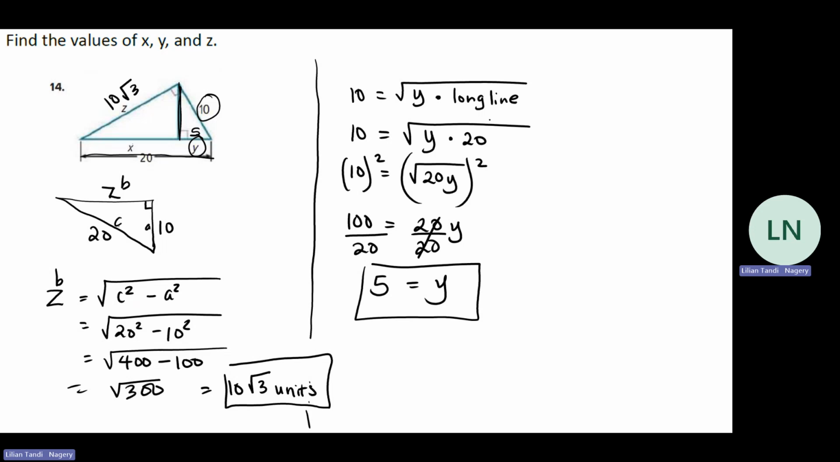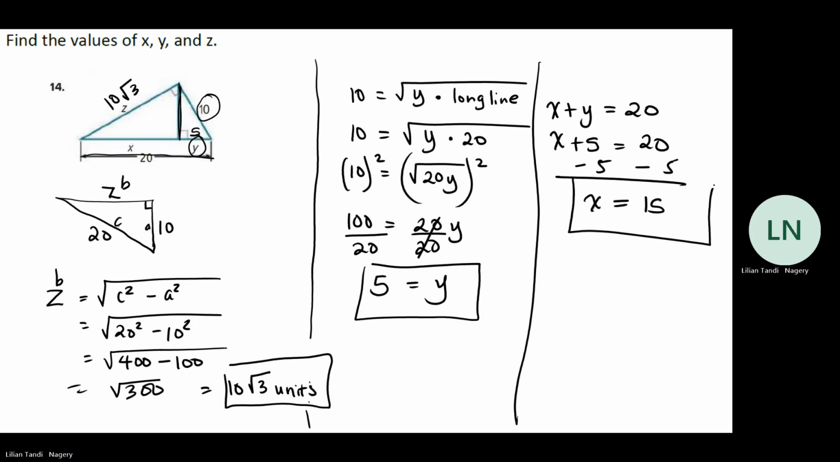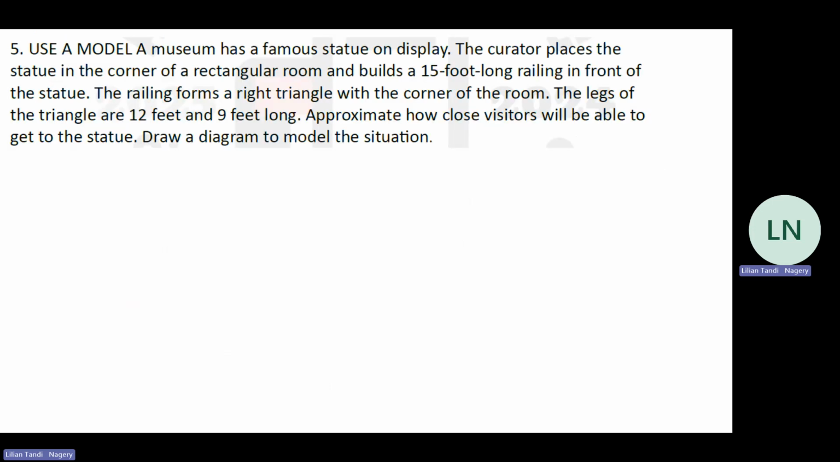Now to get x, I know that x plus y must equal 20. So x plus 5 equals 20. Then I subtract 5 on both sides. X equals 15. Okay, then units and units. Okay, just like that. Okay, let's move on.